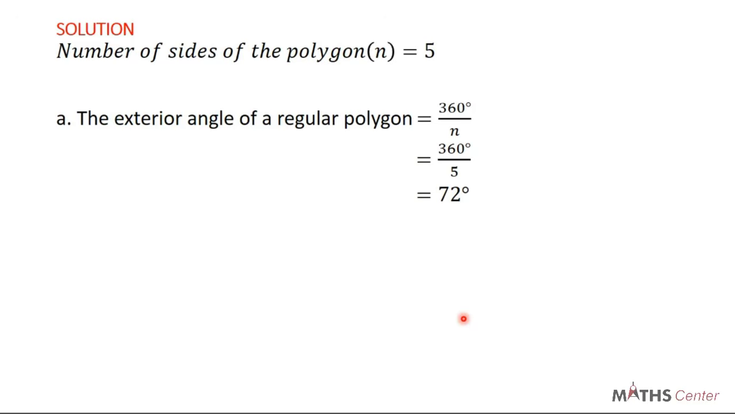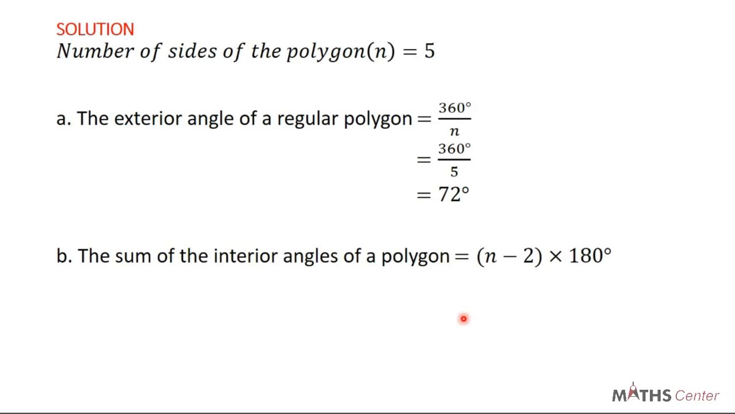The sum of the interior angles of a polygon is given by n minus 2 times 180. We are supposed to find the sum of the interior angles of this polygon, which is a 5-sided figure, a pentagon. So we replace n with 5. We are getting 5 minus 2 times 180 degrees. This will give us 3 times 180 degrees, and we are getting 540 degrees. So it means that if you have a pentagon, the sum of the interior angles of the pentagon is 540 degrees.